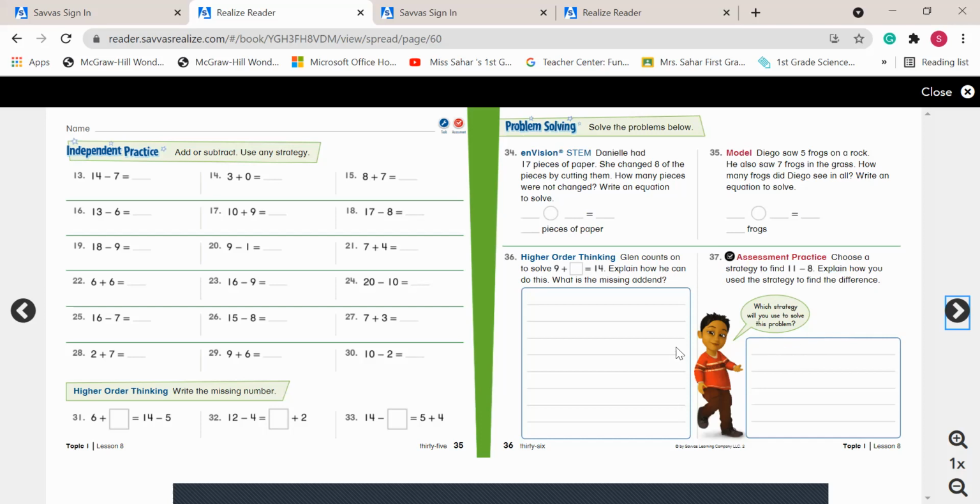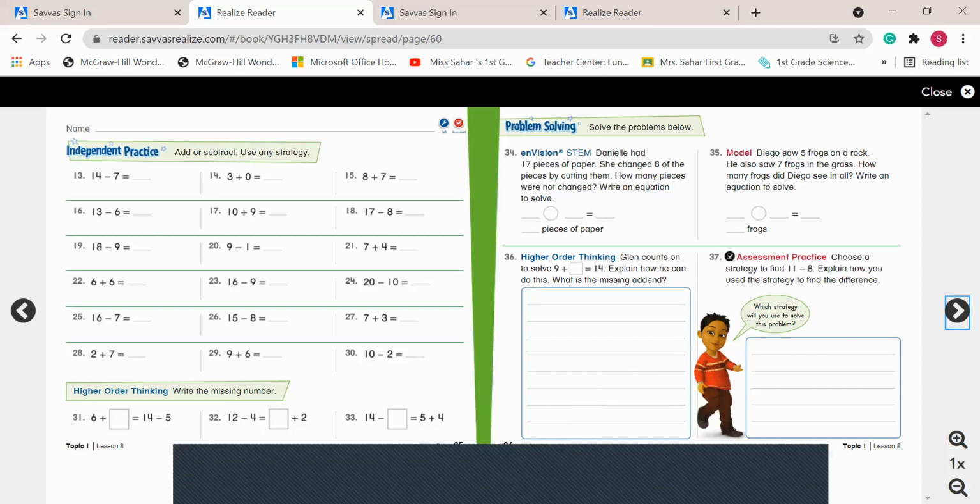All right. Okay, so today's lesson was really nice, fast, and easy. All you do is just choose a strategy that helps you to find your answer for your equation, if it's addition or subtraction. All right, that's it for today, second graders. Thank you.